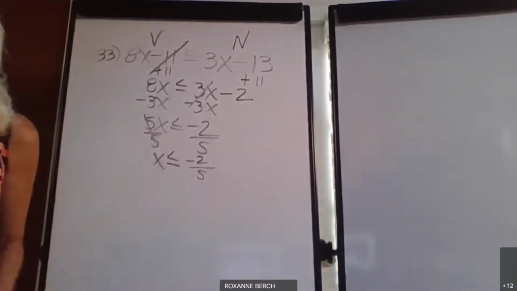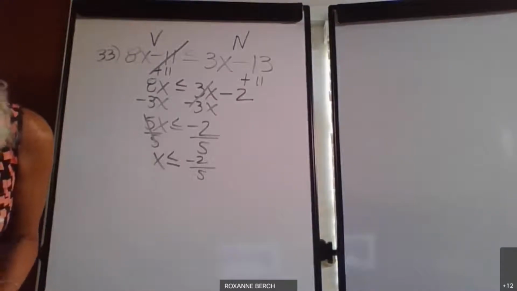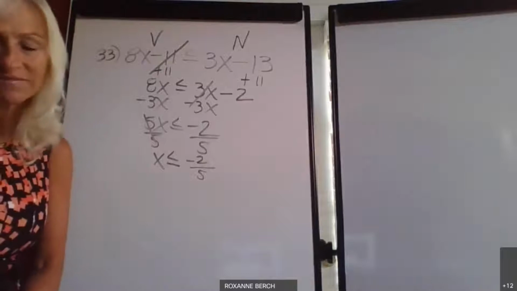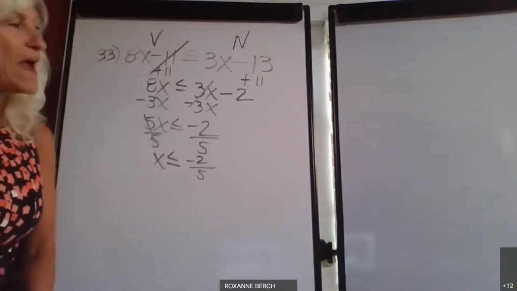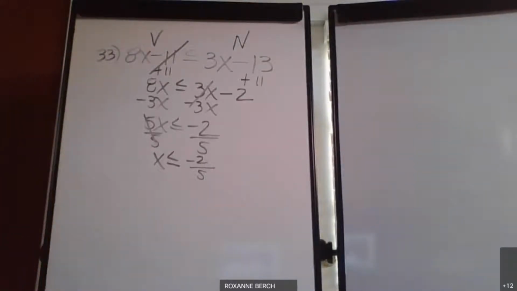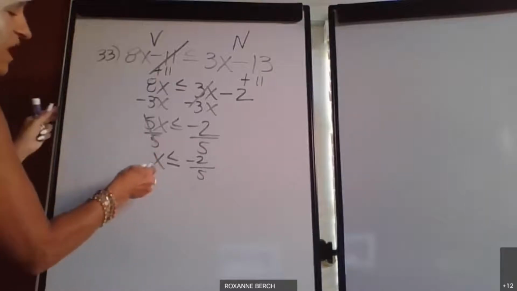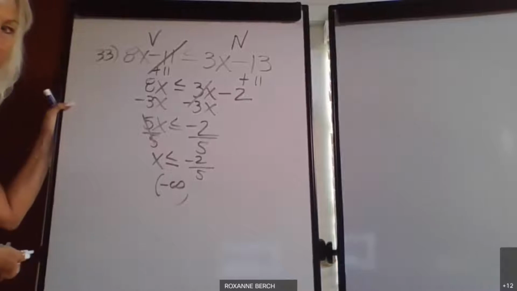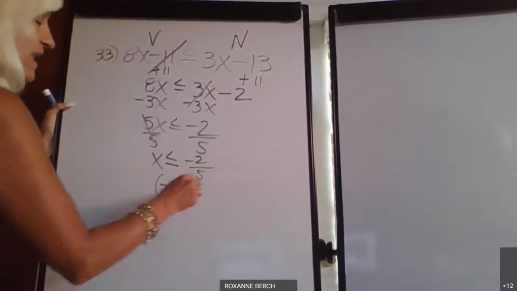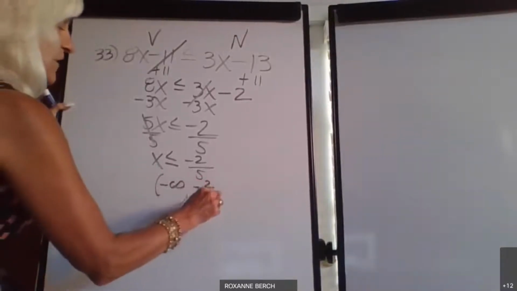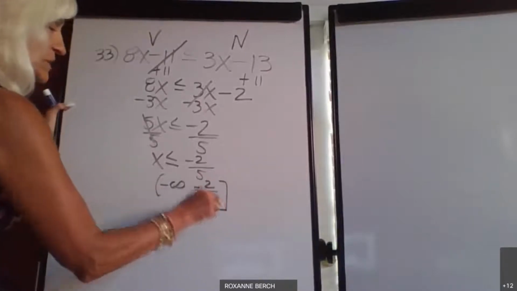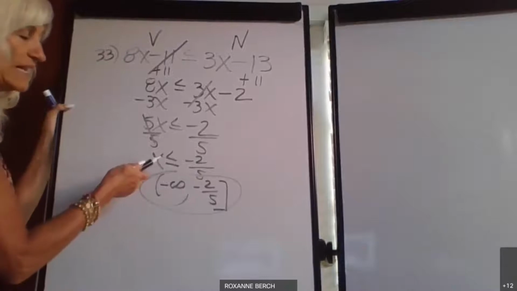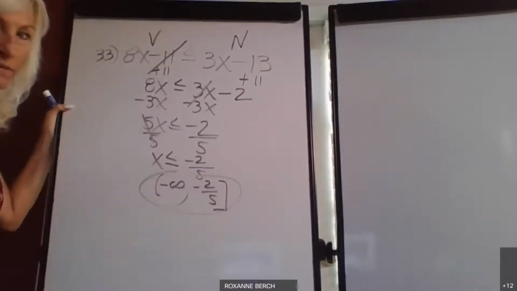Now, they're probably not going to write the answer like that. So let's read the directions. It says use interval notation. And then it says graph it on a number line. So this means all the solutions are less than. So that means negative infinity. And this would be -2/5 closed because it has an equal. If it was strictly less than, it would be open.